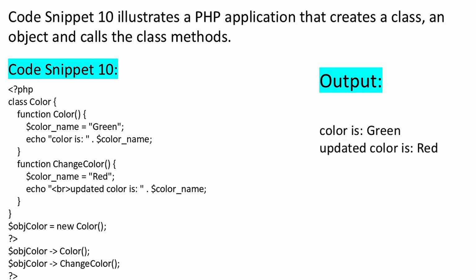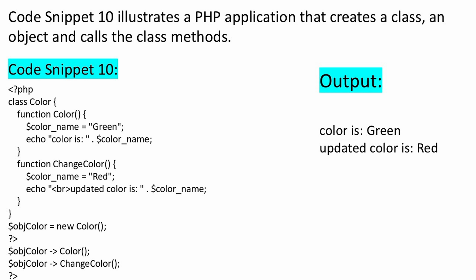The second function, change color, updates the color value by assigning the string red to the color name variable. It then displays this updated value using another echo statement that prints Updated color is red. The <br> tag in the echo statement ensures that the updated color message appears on the next line when displayed in a web browser. After defining the class, the code creates an object using the line $objcolor = new Color.